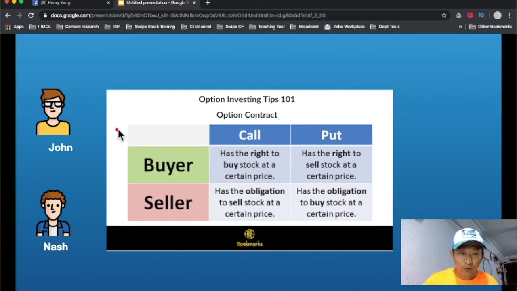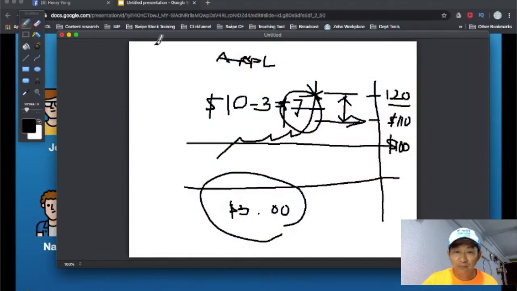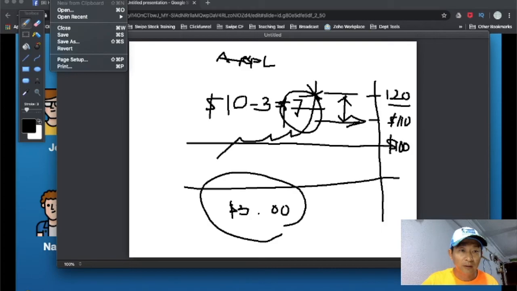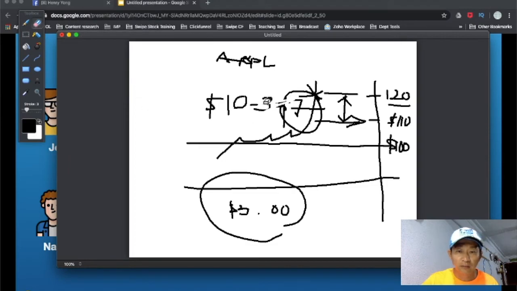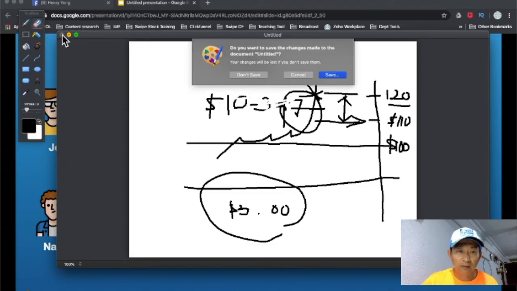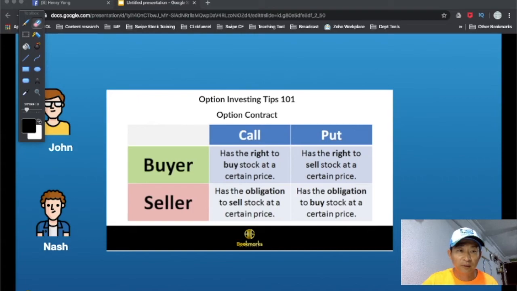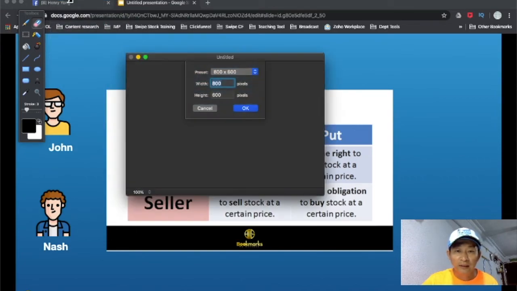So let us go to the brush again. Let me open a new one. Just clean, don't save. So we open a new one.